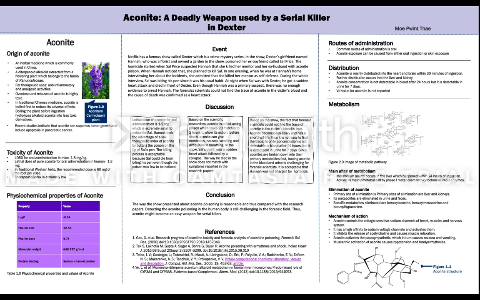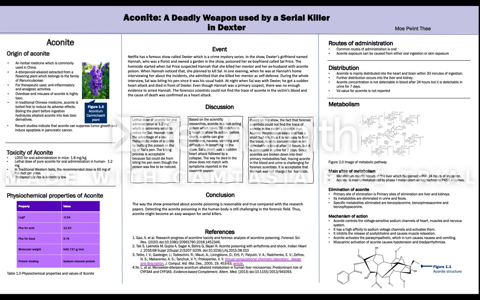It is true because aconite decomposes easily and has a short half-life, thus it is not easy to find a trace. Aconite concentration is not detectable in the blood after 24 hours, but it is detectable in the urine for 7 days. Since aconite is broken down into the primary metabolites very fast, tracing aconite in the blood and urine is very challenging for the forensic scientists. So, it is acceptable that Hannah was not charged for homicide in the show Dexter.